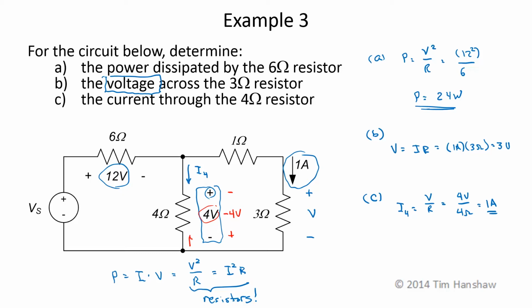If I did this, then my current, I4, would be entering this positive terminal here, so I4 would be equal to still V over R, which is minus 4 volts over 4 ohms, which is minus 1 amp. The difference between the positive and the negative sign just means that my arrow here has changed directions. I'm also not given a desired sign convention here, so either of these answers is correct as long as I indicate what direction I think is positive on my circuit.